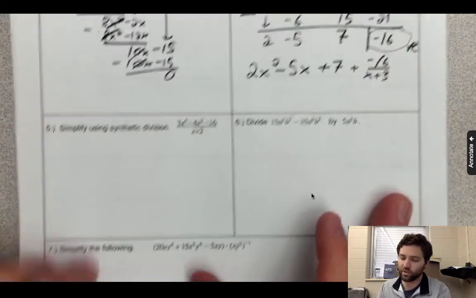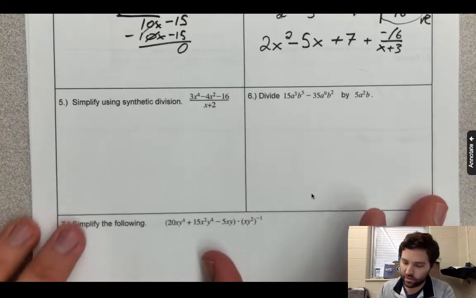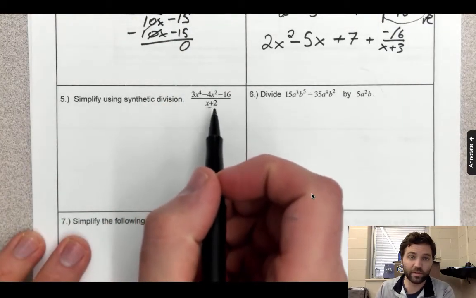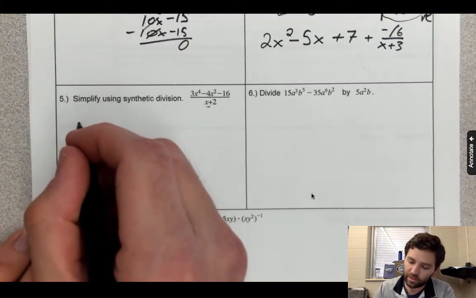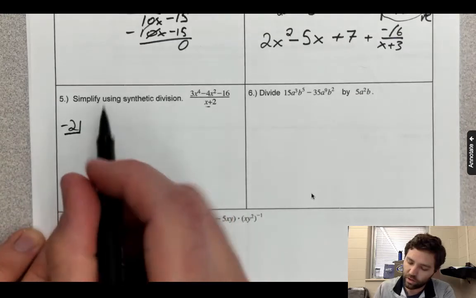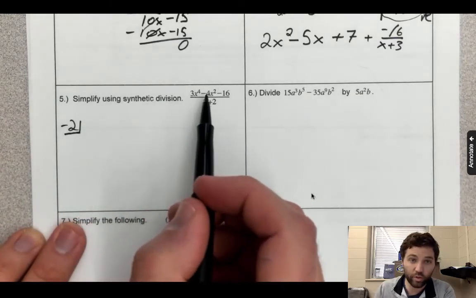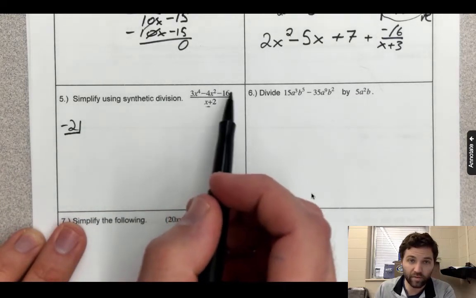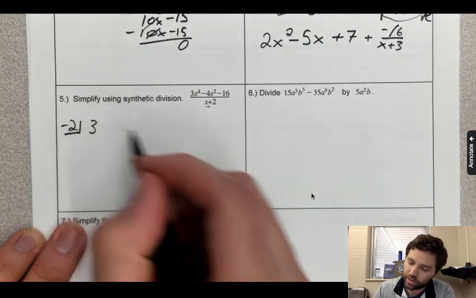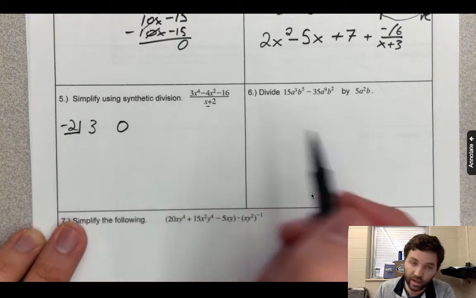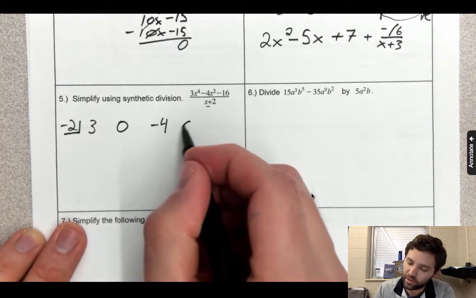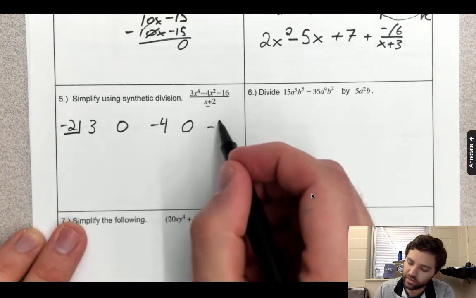All right, so let's do a couple more of those, or at least one more, so you can see the process again, okay? So my divisor is in the format of x plus b here. So I'm going to make a little half a square, negative 2, and write the coefficients out. Now here I have fourth power but no third power, and no first power term either. So I'm going to write 3, 0 in place of that third power coefficient, negative 4, and then 0 in place of that first power coefficient, and negative 16.